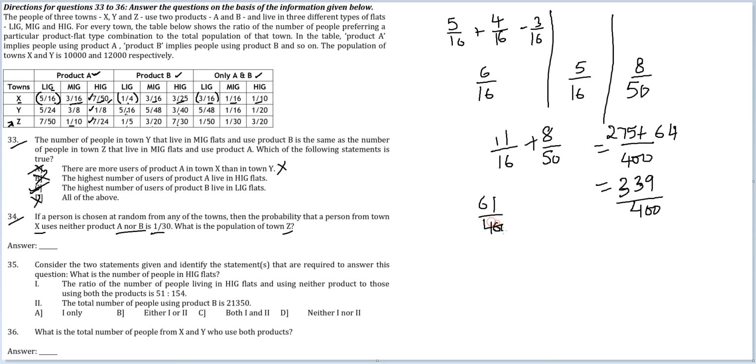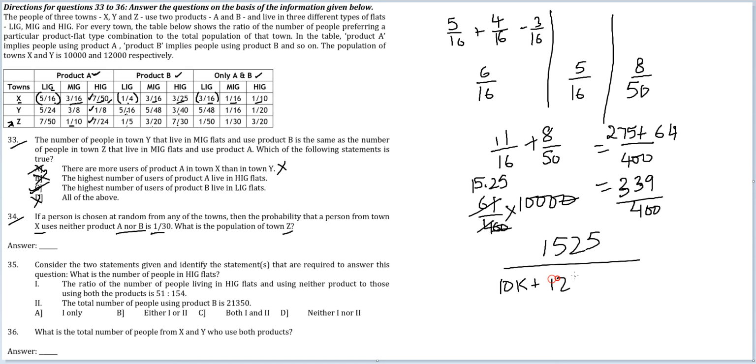61 by 400 into 10,000. 0 cancelled. Let me cancel this. I get 15.25. So 1525 divided by 10,000 plus 12,000 plus population of Z is equal to 1 by 30. This number of people 1525 is as good as the number of people from town X using neither A and B.